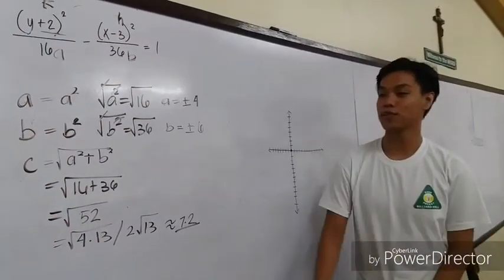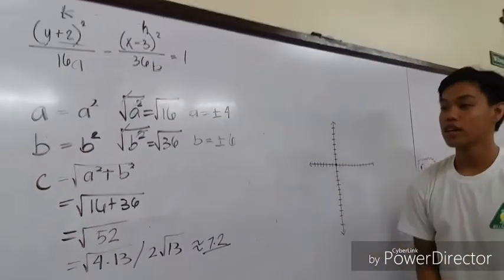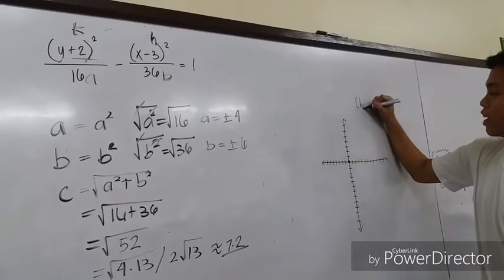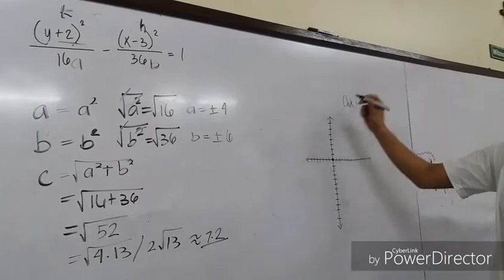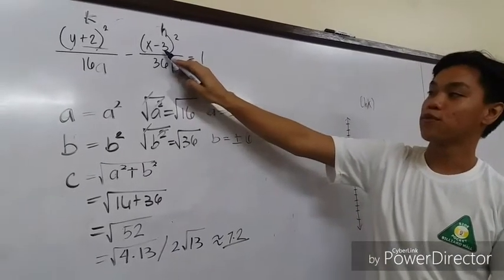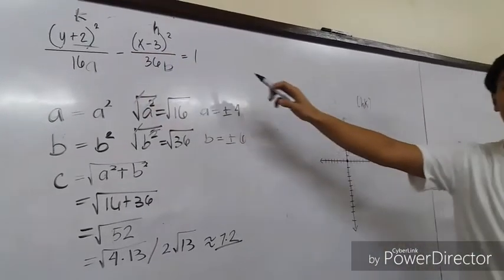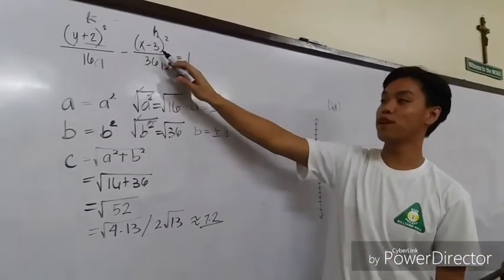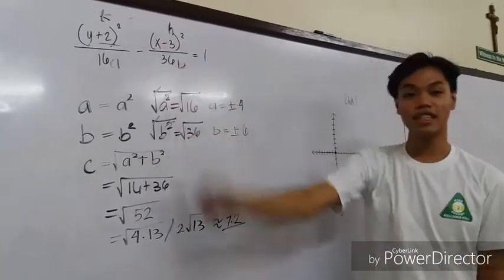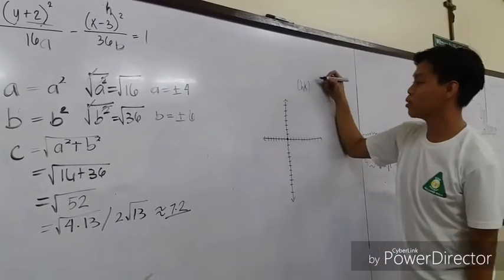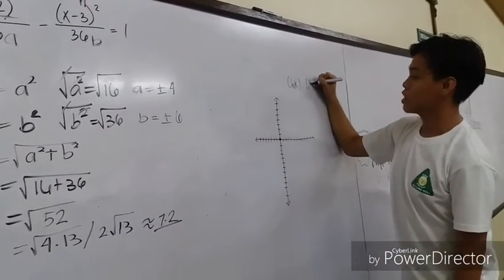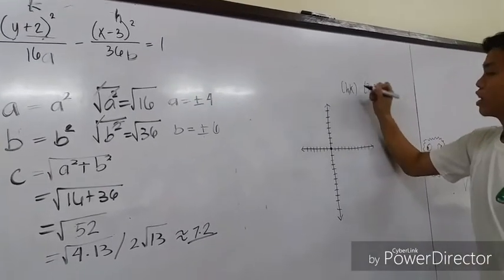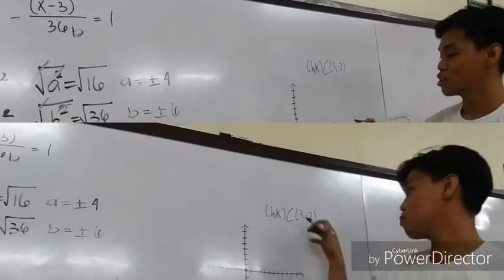Now I will graph this. So the center is H and K. So this is negative 3 and 2. Now to find the center, you will flip their signs. Then it will be positive 3 and negative 2. This will be the center.